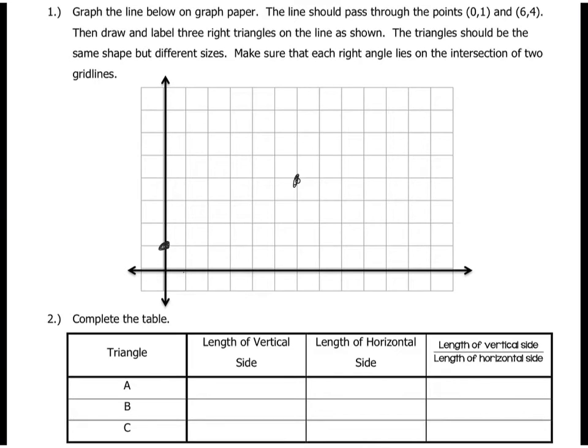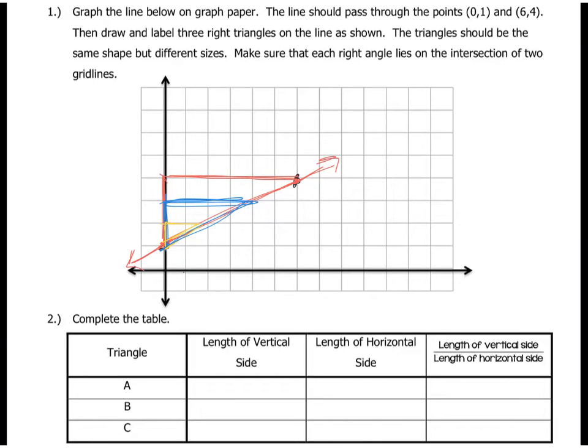Then draw and label 3 right triangles on the line as shown. The triangles should be the same shape but different sizes. So if I were to go up and over, there is my first triangle. That line just keeps going that way and just keeps going this way. I could also make one that is like this, and I could also make one that is like this. So those are 3 different triangles.